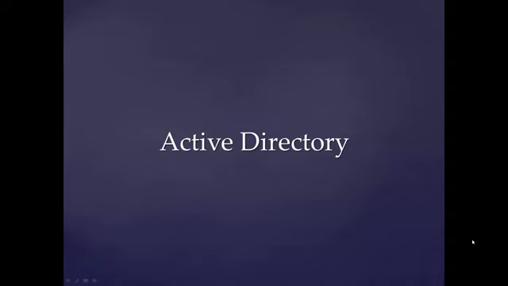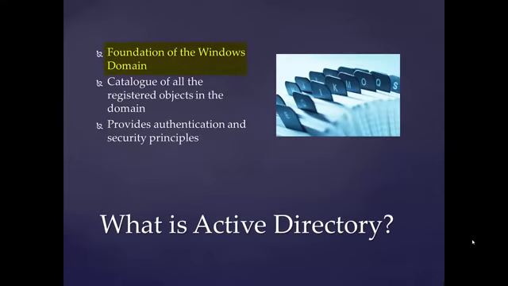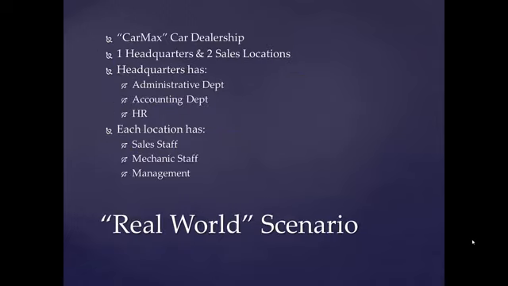So now that our server is a domain controller and we've installed Active Directory Domain Services, we now have to configure Active Directory. Well, what is Active Directory? It is the foundation of the Windows domain. It's essentially a catalog of all the registered objects in the domain, and it provides authentication services and security principals that allow those users and computers to access the resources that they've been granted permissions to. So we're going to start with a real-world scenario.